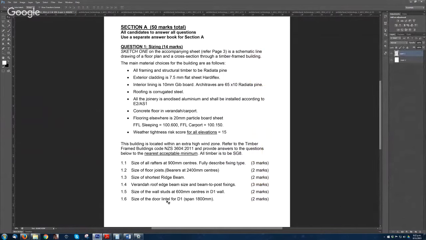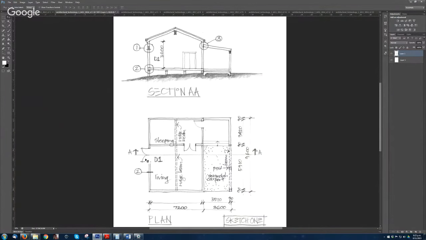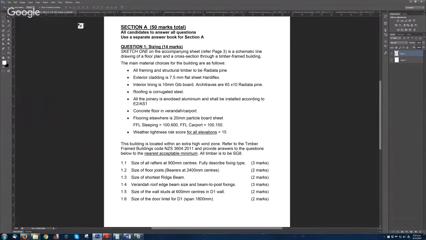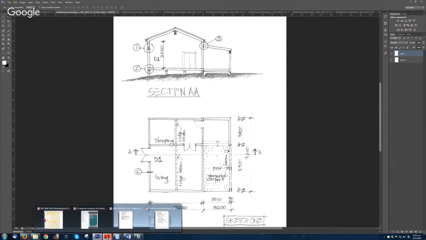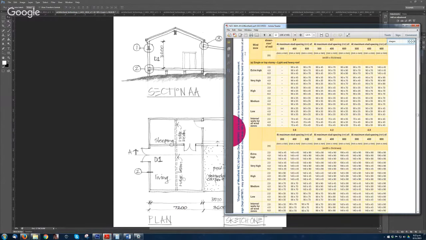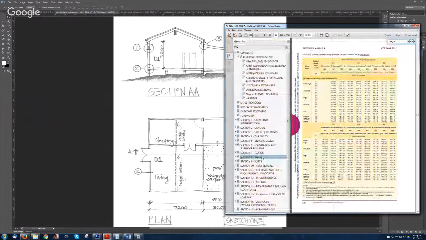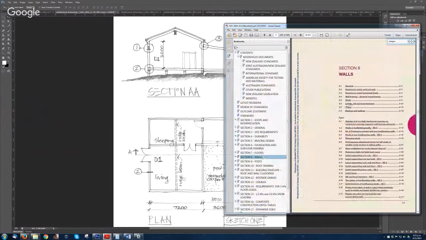Okay, now size of the door lintel at D1. So that's the door, and that span is 1.8. That's what's said in the description. For that, it's just like a wall because a door is an opening, and you need to put the lintel so it acts as a wall, as a support. So you go to your table. I think it's in wall again. Lintel.